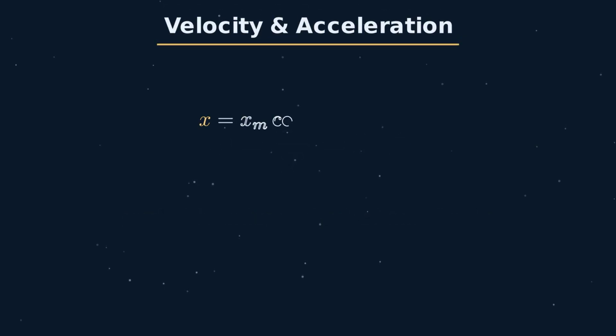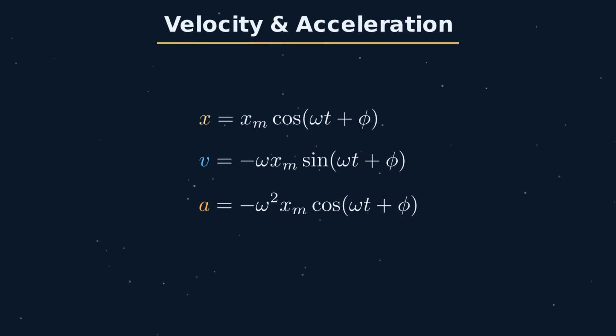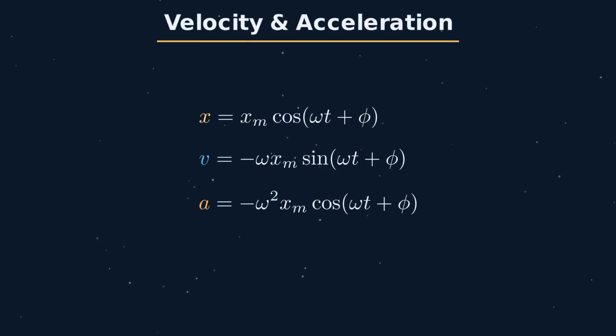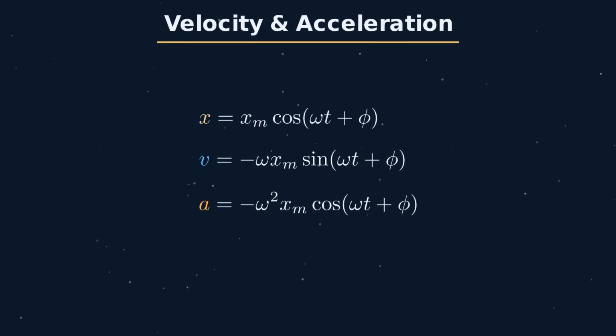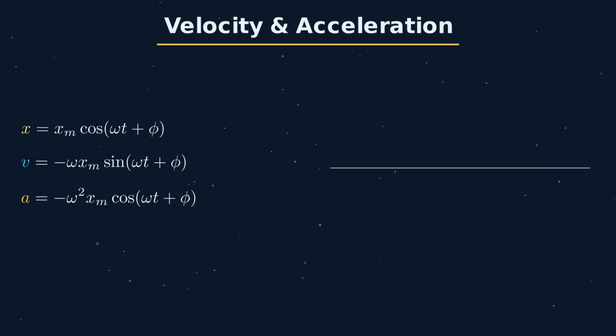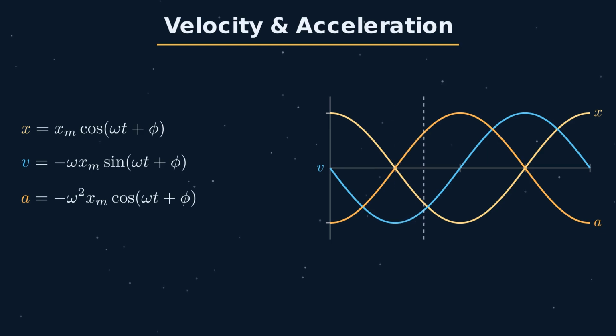If displacement is a cosine, what are velocity and acceleration? Just differentiate. Each derivative of a cosine pulls down a factor of omega and nudges the phase. Plot all three together. Notice the rhythm. When displacement is greatest, velocity is 0 and acceleration is largest, pulling back hard. And right at the center, the object is racing at full speed. Velocity peaks exactly where displacement is nothing.